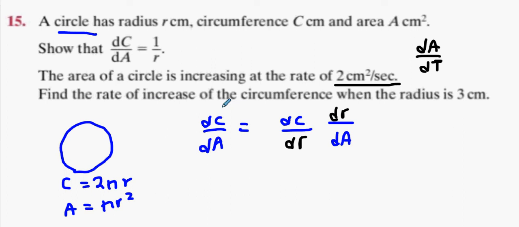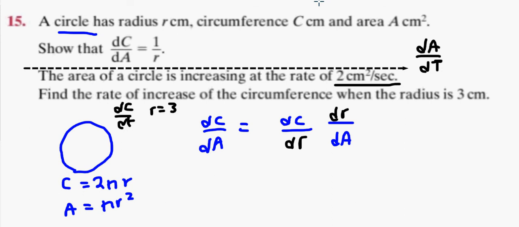Find the rate of increase of the circumference when the radius is 3. So it wants us to find the dC/dt when r equals 3. Alright, let's start off with part 1. There's 2 parts to this question. There's the top part and the bottom part. Let's stay with the top part. Okay? Does anybody know how to get to dC/dr? Anybody know how to get to dC/dr? Differentiate the circumference formula.